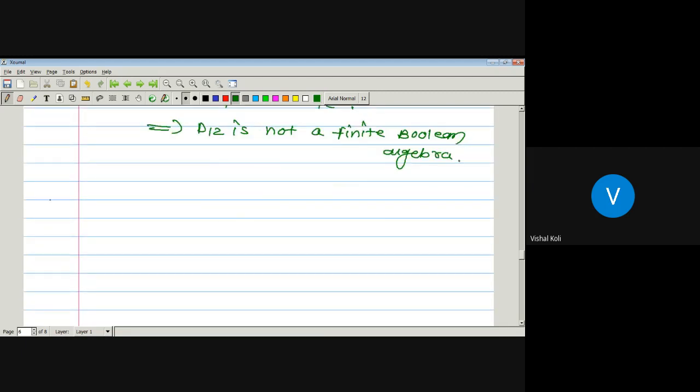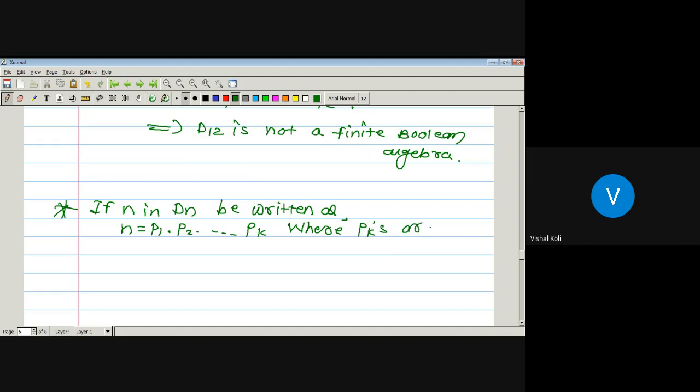Okay, so let us see the result. If n in Dn can be written as n equal to p1 into p2 into so on up to pk, where the pi's are distinct primes, then only Dn is a finite Boolean algebra.